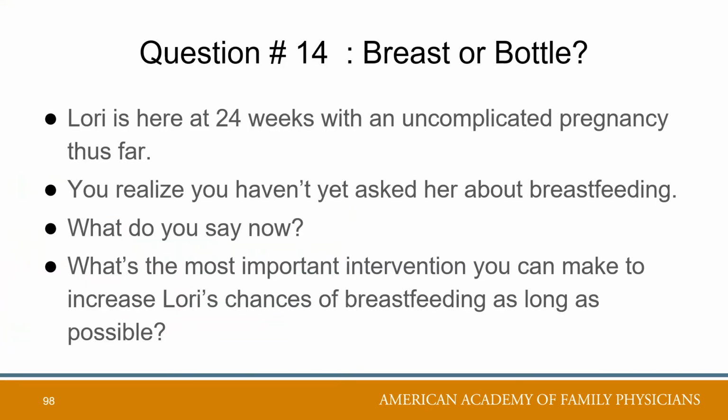We're going to move on to breast or bottle feeding. So Lori's here at 24 weeks. She has an uncomplicated pregnancy so far. You haven't yet asked her about breastfeeding. You didn't get a chance, but what do you say now? What's the most important intervention you can do to increase Lori's chances of breastfeeding as long as possible?